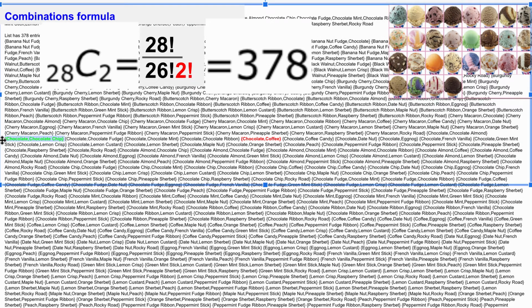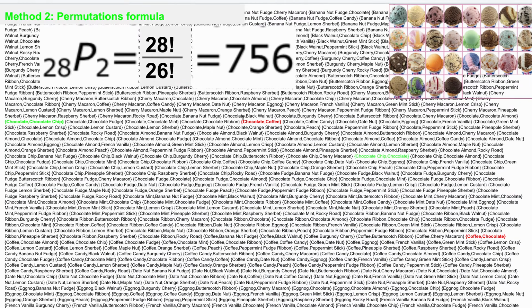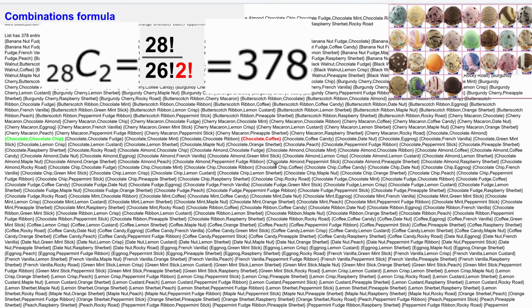Here, I'm only going to count that as one thing. Or we counted for permutations, chocolate coffee and coffee chocolate as 2 different things. Combinations, I'm only going to count that as one thing. So I need to divide by this overcount factor. So we're always going to divide by this number factorial. And so we get half as many, 378 possibilities.